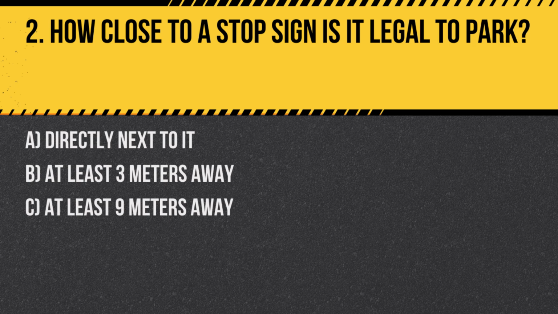Question 2. How close to a stop sign is it legal to park? A. Directly next to it. B. At least 3 meters away. C. At least 9 meters away.